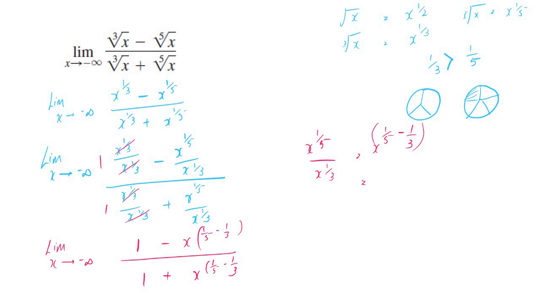Okay, we subtract the fractions. So let's do the subtraction. We use the common denominator, which is 15, and we get 3 minus 5. So it is x to the power minus 2 over 15. So this means 1 over x to the power 2 over 15.